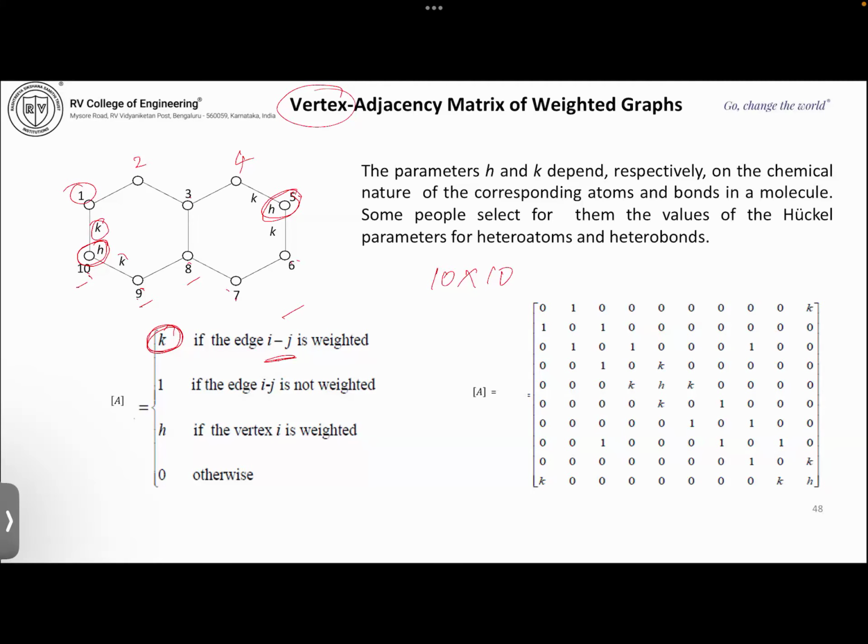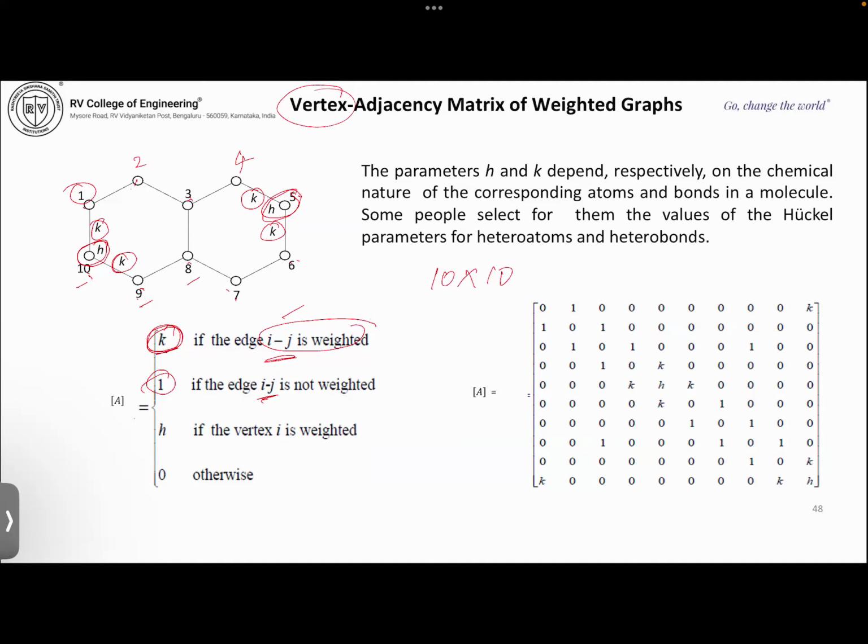And 10 and 9 are two different vertices, so its edge is defined as K. Similarly for 4 and 5 and 5 and 6. So if I and J are weighted, then it is represented as K. If I and J are not weighted, then it is represented as 1. For example, 3 and 4 not weighted, it should be 1. 2 and 3 not weighted, so it should be 1. 1 and 2, it is 1. The relation between 1 and 2, or 2 and 3, or 3 and 4 should be represented as 1. The relation between 4 and 5 should be represented as K, because they are weighted.